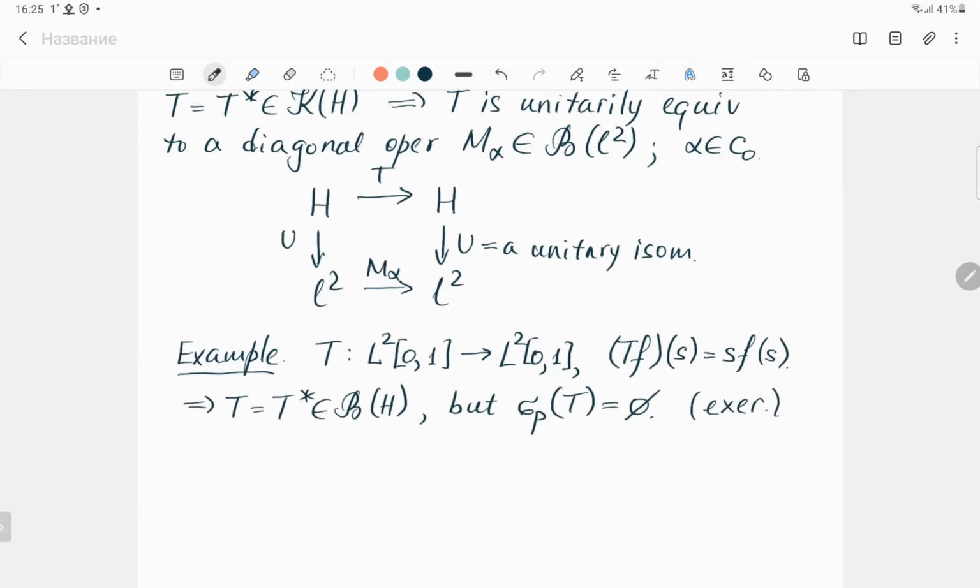So this implies that there is no chance to generalize the Hilbert-Schmidt theorem to non-compact self-adjoint operators. We have no eigenvalues. So there is no hope to diagonalize this operator with respect to any orthonormal basis. So the Hilbert-Schmidt theorem doesn't extend to non-compact operators.